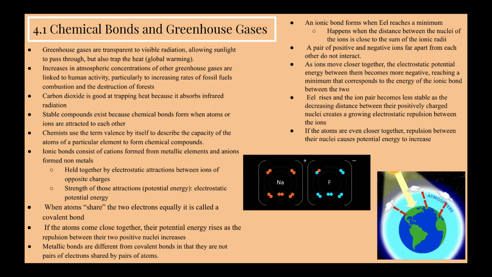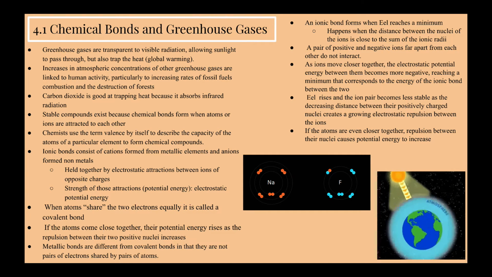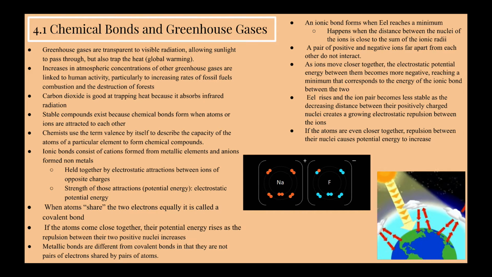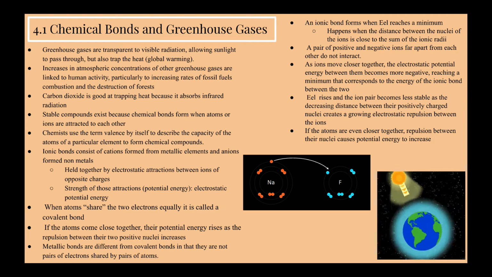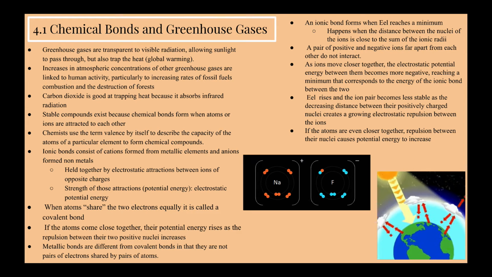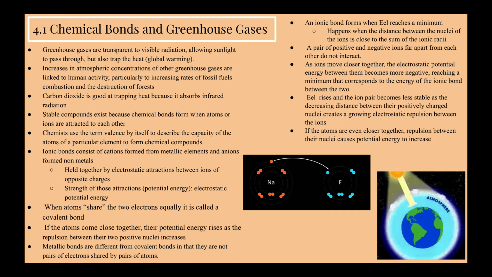Another thing I learned about is ionic bonds, and how ionic bonds consist of cations formed from metallic elements and anions formed from nonmetals, all held together by an electrostatic attraction between ions of opposite charges. Basically, this lesson just talked about the basics.